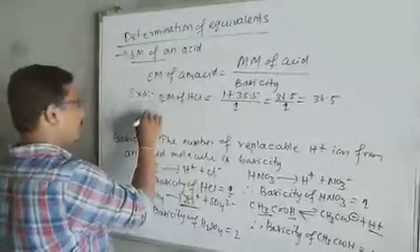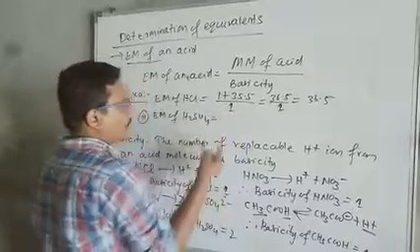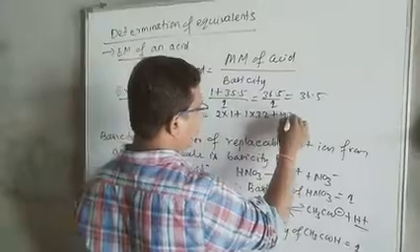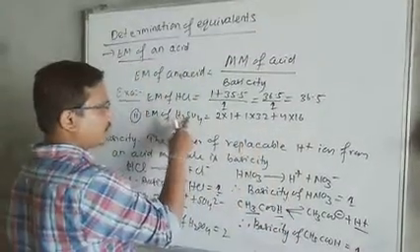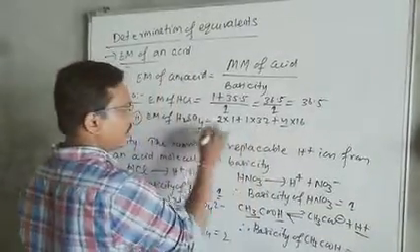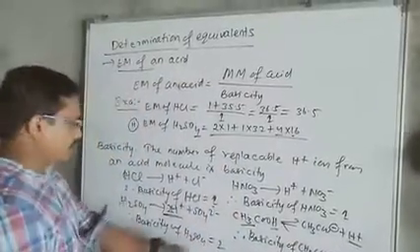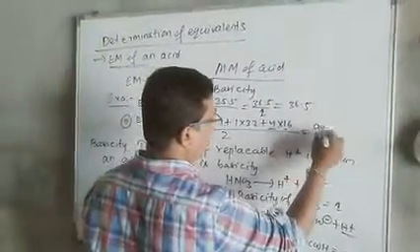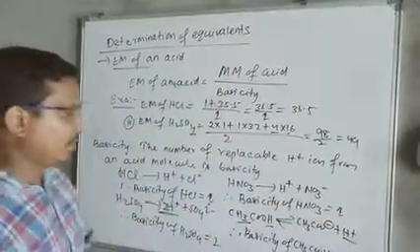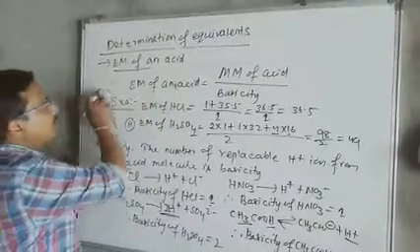Take example number 2: equivalent mass of H2SO4. Molecular mass of H2SO4 means 2 into 1 plus 1 into 32 plus 4 into 16. 32 is the atomic mass of sulfur, 1 sulfur, so 1 into 32. 4 is the number of oxygen atoms, and 16 is the atomic mass. Divide by the basicity of H2SO4, which is 2. The total is 98, divided by 2 is 49. Like that you can find out the equivalent mass of acetic acid and HNO3. That is all about the equivalent mass of an acid.